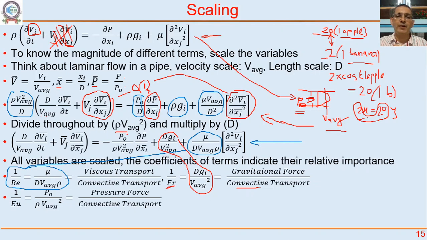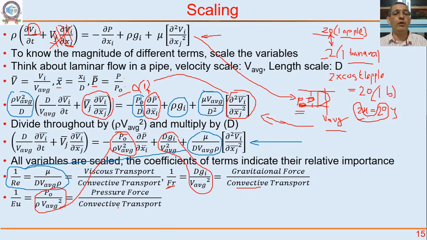P naught divided by rho V average square, we call that 1 by Euler number, or Euler number is rho V average square divided by P naught. The meaning of Euler number is convective transport divided by pressure force, or 1 by Euler number is pressure force divided by convective transport.